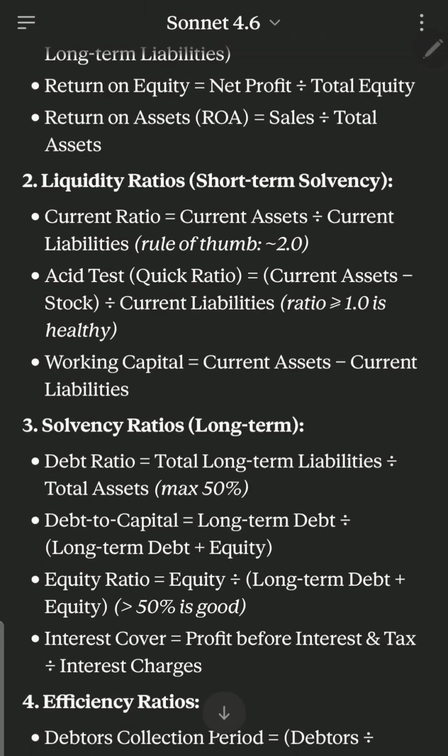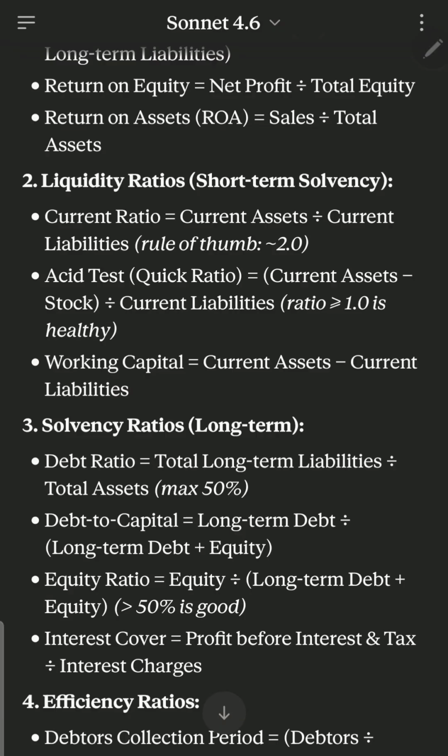Then we have liquidity ratios. There are only 3 basic ones. Liquidity is just your ability to pay your debts. That's it. In short term, in simple terms, liquidity, ability to pay debts. So the current ratio is the simplest, which is current assets over current liabilities.